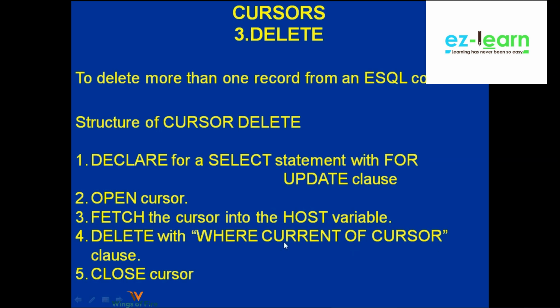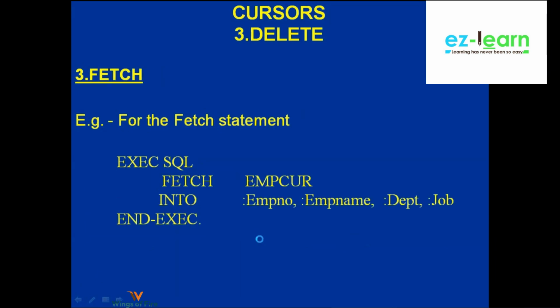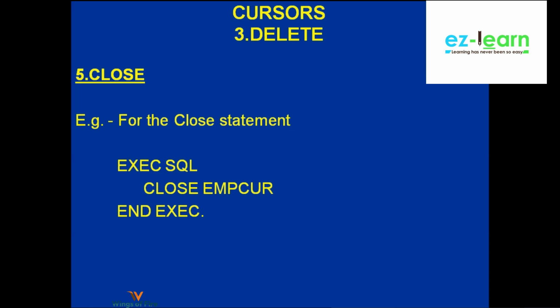And here, where current of cursor name. So declare cursor name. You have to write for update here. Open, fetch, delete, and close.